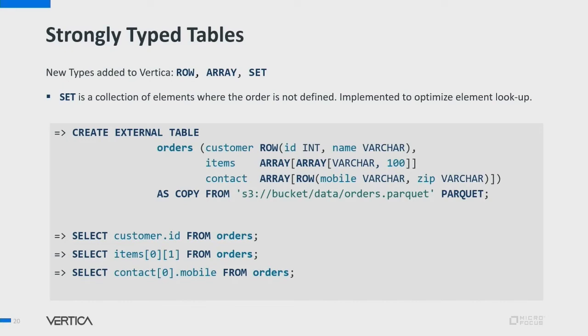So set is more optimized than array if you know the order is not important. And on the slide, we have an example of complex data types in Vertica. So you can create an external table from Parquet, say orders, where the first column is a simple row, and the second column items is a nested array, and the third is a combination of array and row types. And we support the dot notation and the array index notation as well, that is popular in the imperative world. So you can use customer.id to get the ID field from the customer column, and you can use the index notation, items of 0 and 1, to get the inner element of the items array, and you can do a combination of both as well. You can say contact of 0.mobile from orders.